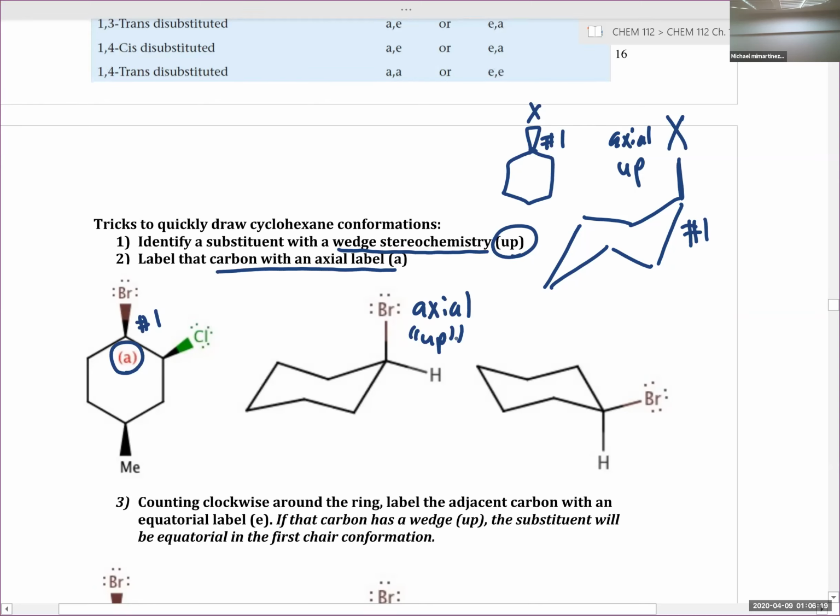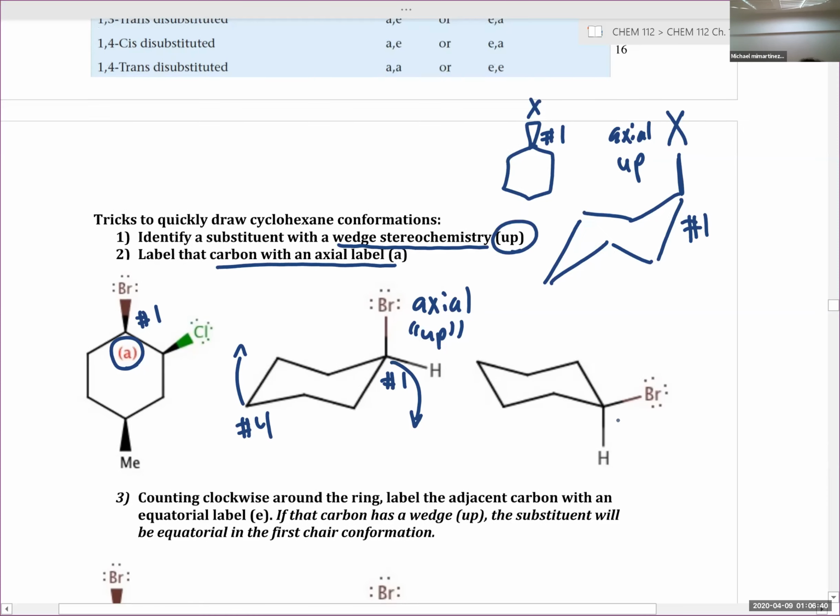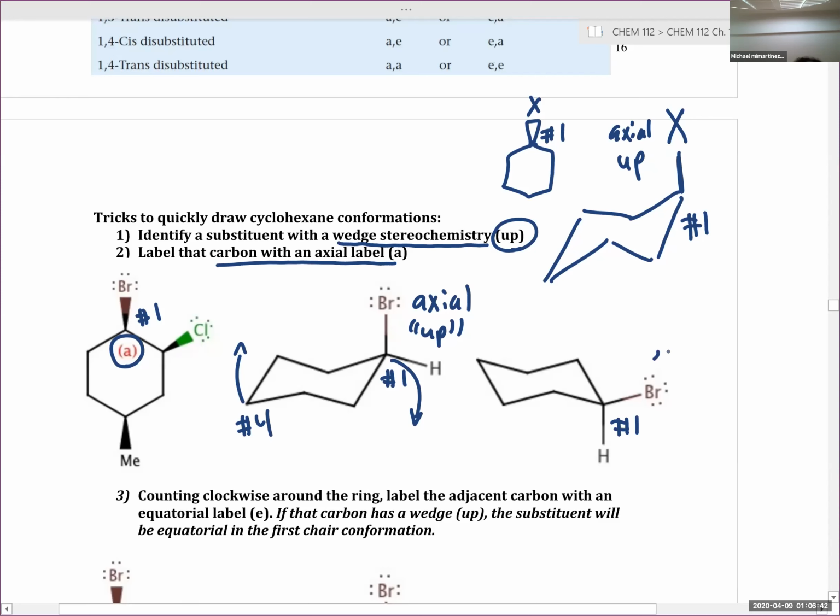Okay? Now, if you wanted to draw the ring flip form, and I honestly would wait until you're done with all of your substituents before you do a ring flip, but you can. You take carbon 1 and you bring it down. You take carbon number 4 and bring it up, and you flip all your substituents from axial to equatorial. So your bromine is now at carbon 1 and it's equatorial pointing up.